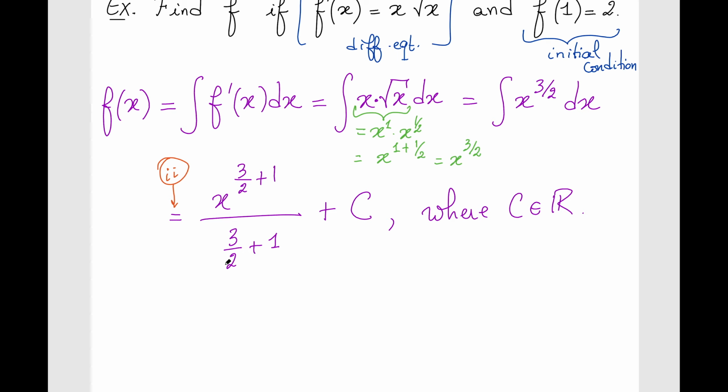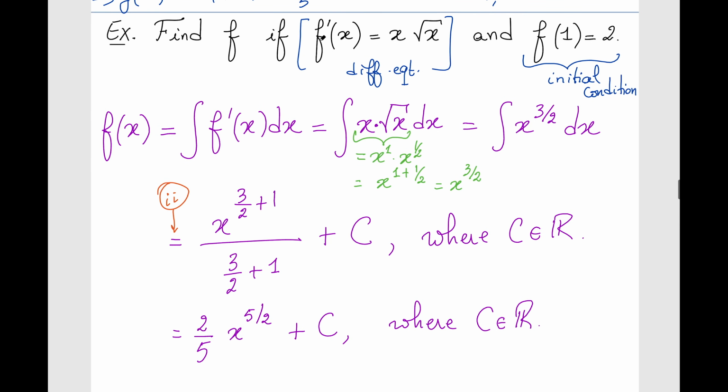If you want to clean up, this is equal to 3/2 plus 1, isn't it? What's 3/2 plus 1? Isn't it 5/2? And this is 5/2. And dividing by 5/2 is the same as multiplying by the reciprocal of 5/2, which is 2/5. Agree with that? Plus c, where c is an arbitrary constant. So far, so good?